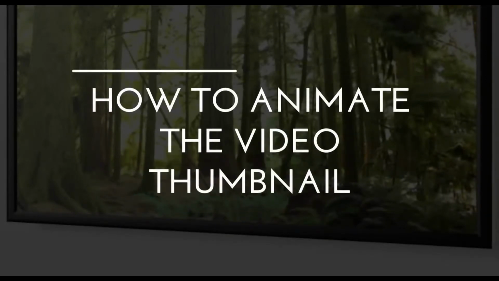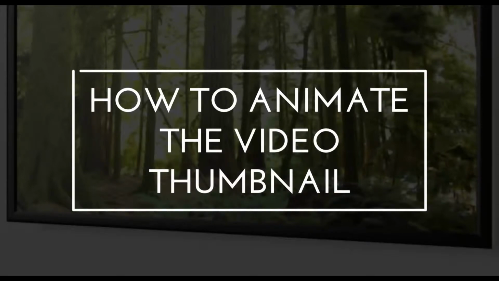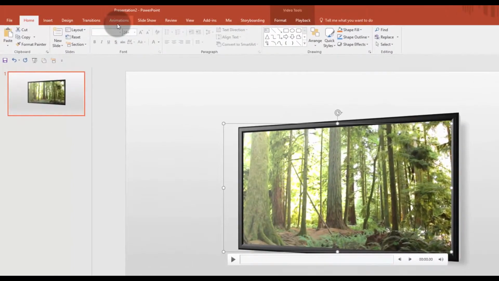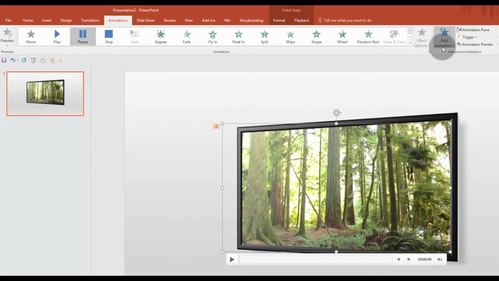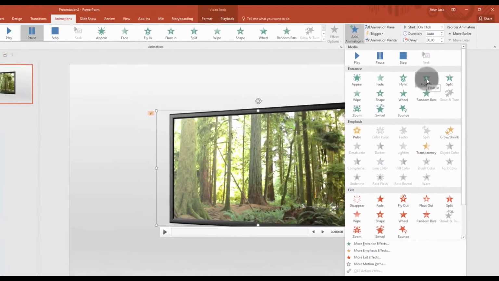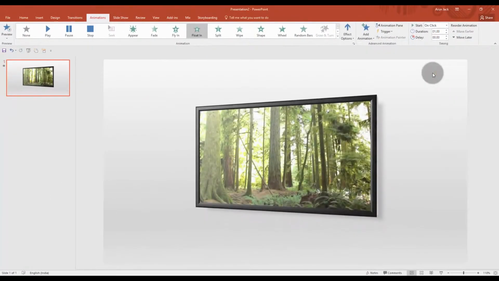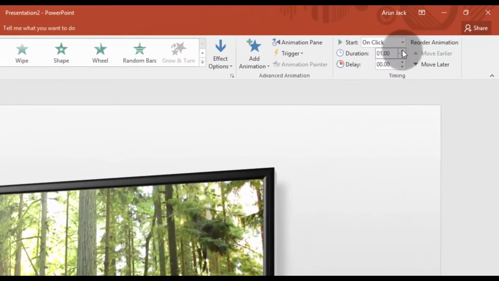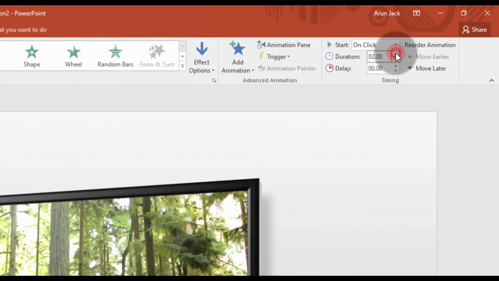In this lecture, you are going to learn how to animate this video thumbnail. Select the video and then go to the Animations tab. Click Add Animation, then select Float In. Now go to Effect Options and select Float Down. We need to increase the length of the animation, so increase the duration to 5 seconds.